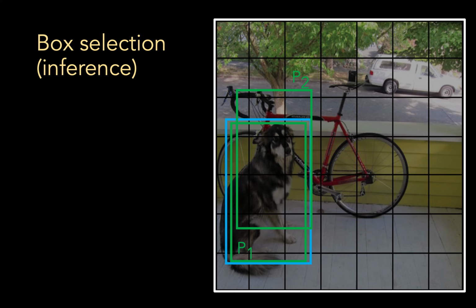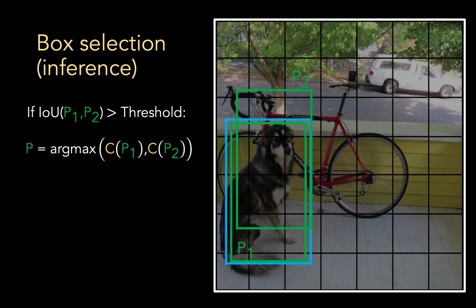Now, similarly, during inference, if we have two predictions, P1 and P2, then if the IOU between them is greater than some threshold, we only keep the one that is associated with the higher confidence in the presence of an object. Now, this whole process, called non-max suppression, just trims down the predicted boxes to prevent any overlaps between them.